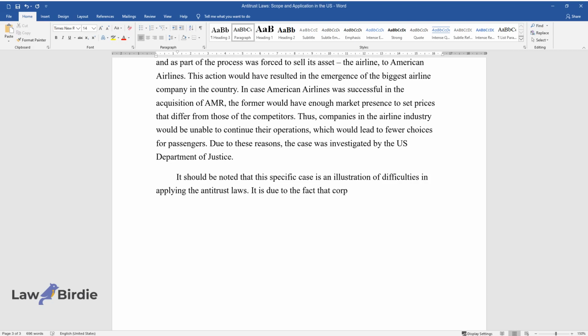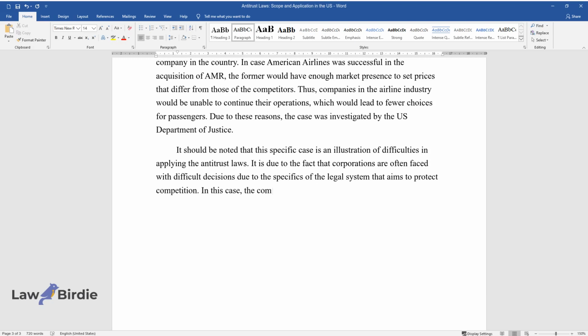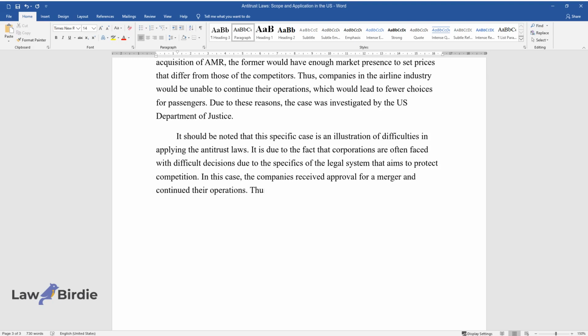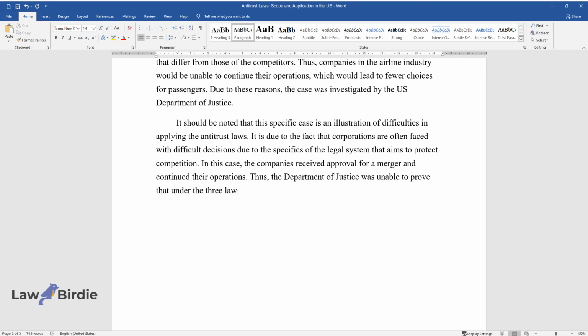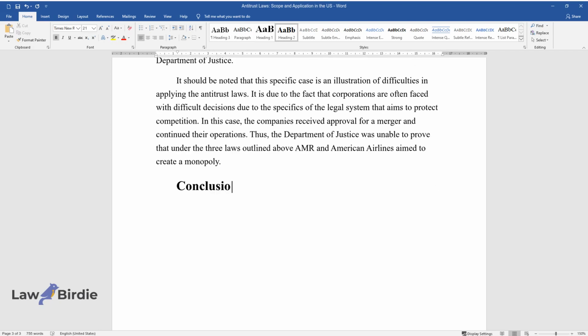It should be noted that this specific case is an illustration of difficulties in applying the antitrust laws. It is due to the fact that corporations are often faced with difficult decisions due to the specifics of the legal system that aims to protect competition. In this case, the companies received approval for a merger and continued their operations. Thus, the Department of Justice was unable to prove that under the 3 laws outlined above AMR and American Airlines aimed to create a monopoly.